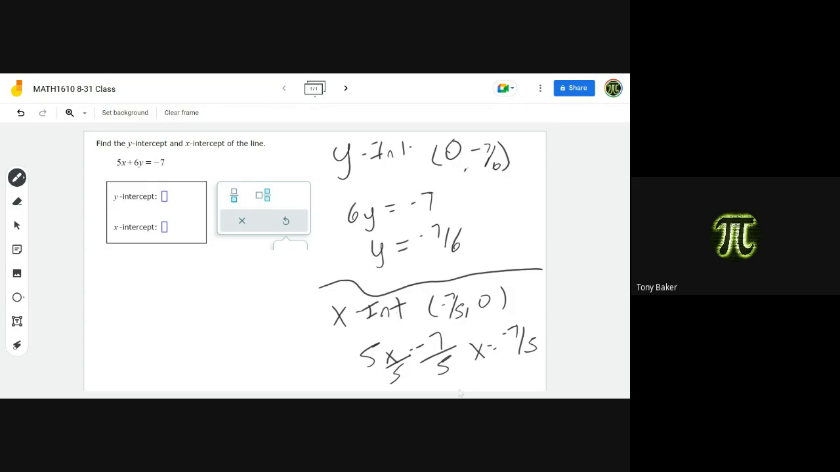What's the G? This one's actually pretty easy. The only domain restriction is -6. The only domain restriction is -6. So I have negative infinity to -6, and then -6 to infinity. Okay.